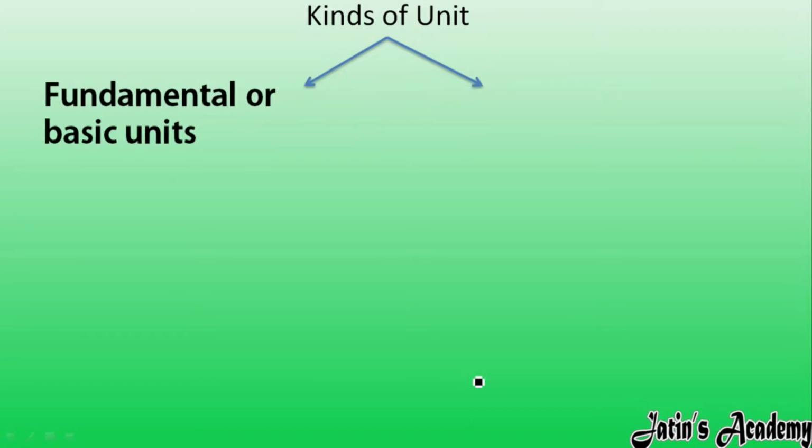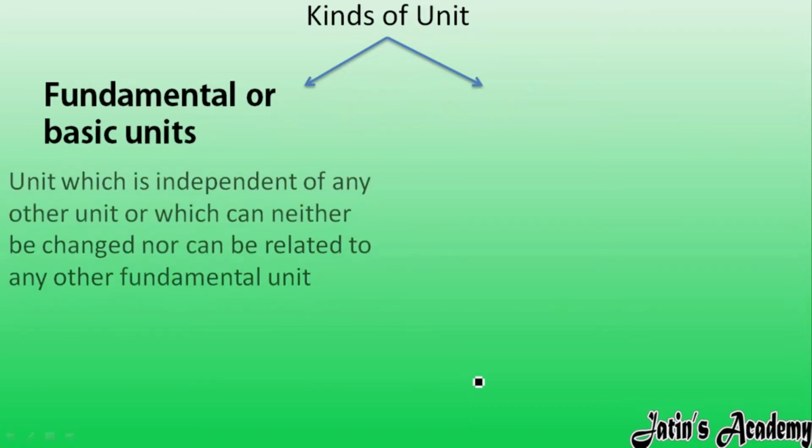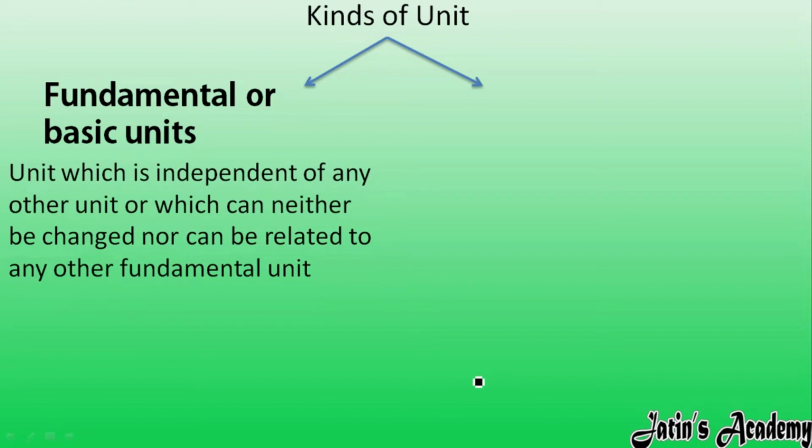Next, we are having kinds of units. So here we are having two kinds of unit. One, we are having fundamental or basic units. So what do you mean by fundamental or basic unit? Fundamental or basic unit means that unit which is independent of any other unit.